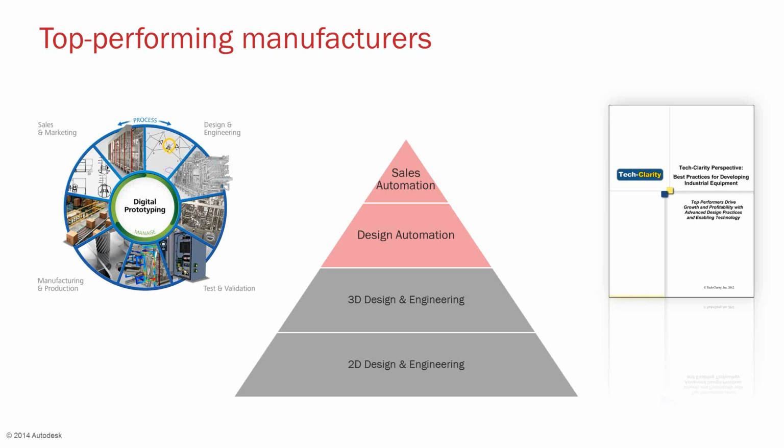So you can see that the top-performing companies are really focused on design automation first of all, and the real best in class are then focused on sales automation, where they've automated everything from taking the order, clarifying the product, creating the configured design, creating a drawing, and then outputting a quote, or sorry, an invoice at the end of the process.